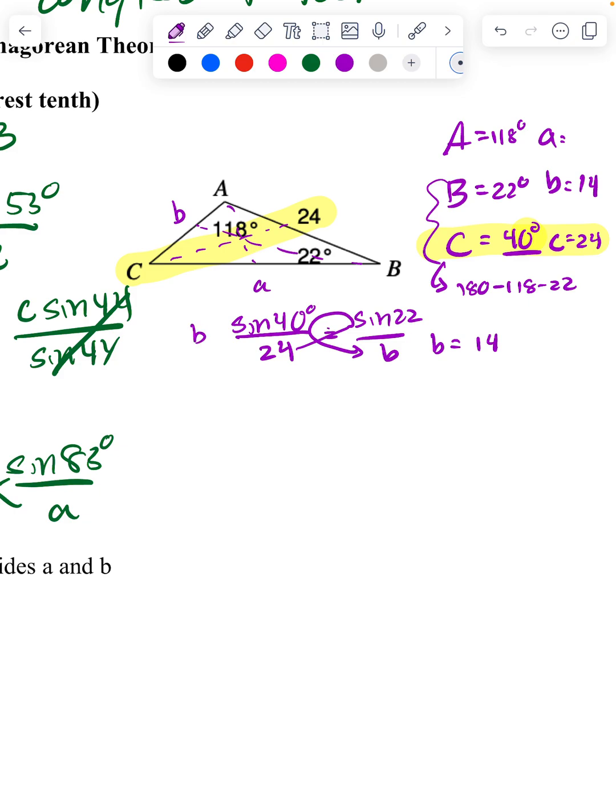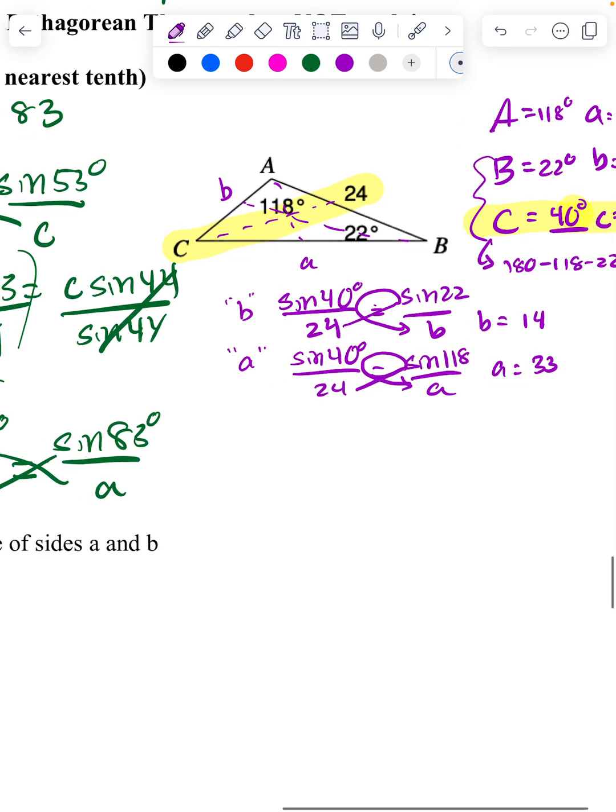Okay, then I go ahead and do the same to find side A. I go back to the pair that I know, so sine 40 over 24 equals sine 118 over side A. I'll multiply here, divide by that one. On my calculator, I'll have 24 times the sine of 118, close the parenthesis, divide by sine 40, and I end up with 32.97. So that would round up to 33. Make sure you're practicing on your calculator and that you're actually going through the steps of finding those values.